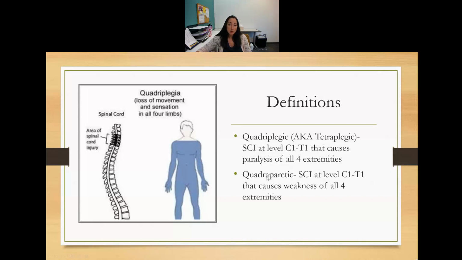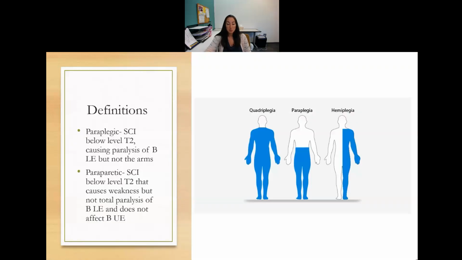And then quadriparetic, it could be in the same area, but instead of complete paralysis, it's weakness. So there is some movement below the area. So it's weakness, all four extremities are affected, but it's not full-blown paralysis. Versus with paraplegia, that is just the lower extremities that are affected.